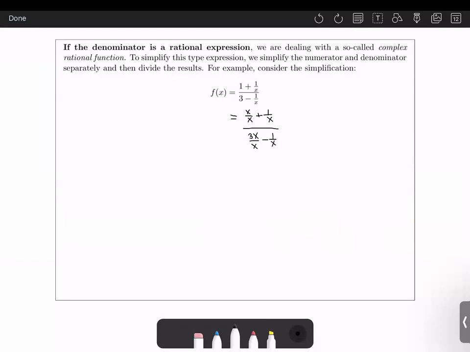So we just change everything to be fractions with common denominators, and then we have x plus 1 over x divided by 3x minus 1 over x. And now we have transformed this into just dividing two fractions. And we know that whenever we divide two fractions, all we're going to do is flip the second fraction and multiply. And we can see that this x is going to cancel out, which is just going to leave us with x plus 1 divided by 3x minus 1.